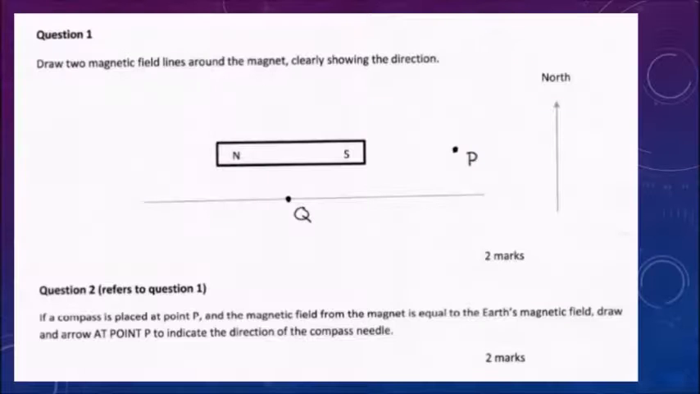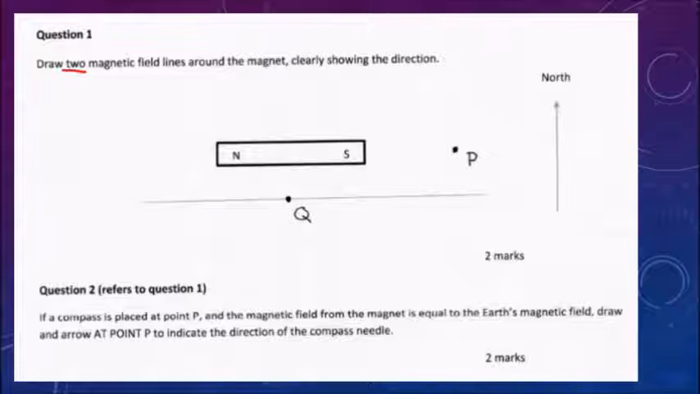Onwards. Okay, so starting off with understanding magnetic field lines around a magnet. Like I said, this practice SAC is probably a little bit better than the original one, because I'm specific about the number of field lines that you need to draw.